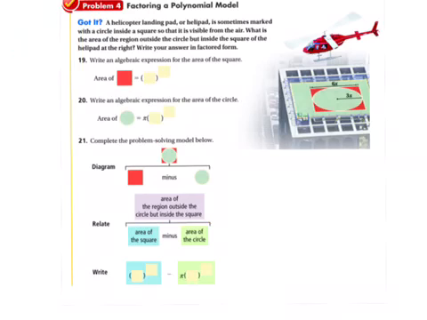A landing pad or a helipad is sometimes marked with a circle inside a square, so it is visible from the air. In this example, we want to determine the area of the region that's outside the circle but inside the square of the helipad at the right. Write your answers in factored form. So our area of the square is going to be 6x squared because it's length times width. It's a square. It's a type of rectangle. The area of the circle is pi r squared, so it's pi times 3x squared. It's the area of the square, the 6x squared, minus the area of the circle.